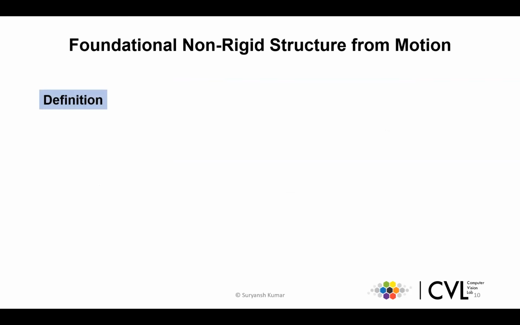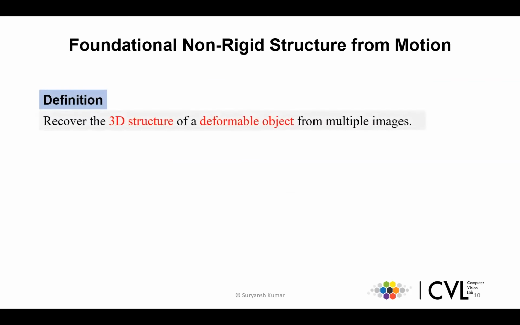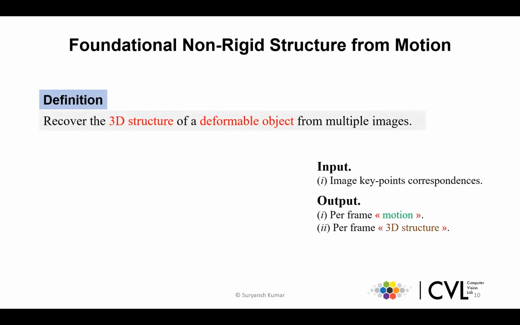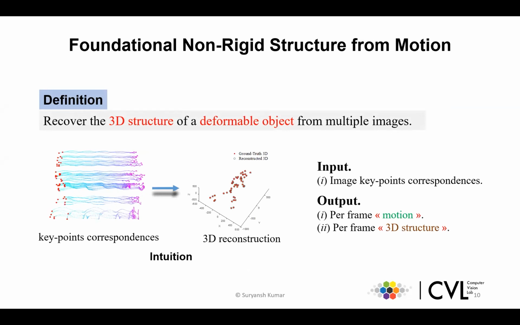So now let's define the term here. As I have already said intuitively, recover the 3D structure of a deformable object from multiple images. That's the definition, and it's also defined like this in the seminal paper. Your input is feature key points tracked along multiple frames, and the goal is to estimate the camera and 3D structure per frame. You can intuitively think like this.